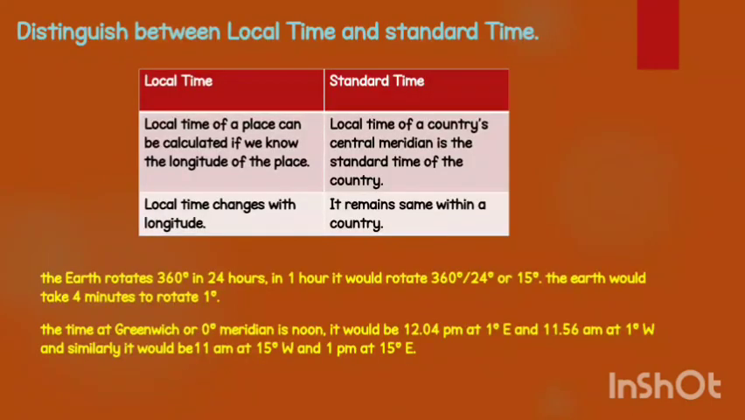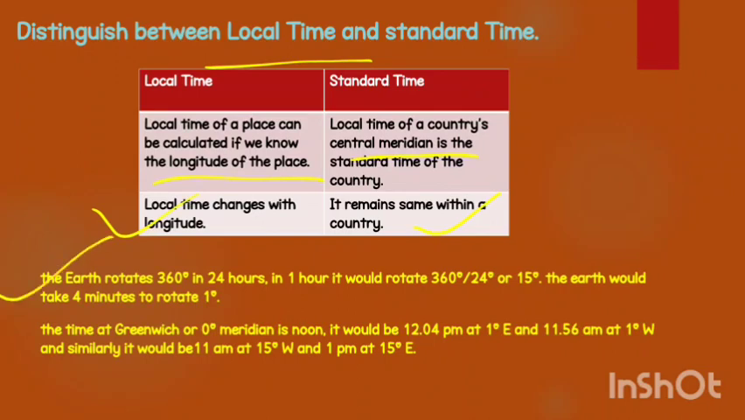Okay, now we will distinguish between local time and standard time. See, the local time of a place can be calculated if we know the longitude of that place. We can easily calculate the local time. Okay, and standard time is the local time of the central meridian of a country, which is the standard time of that country. Okay, local time changes with longitude, but standard time remains the same within one country.